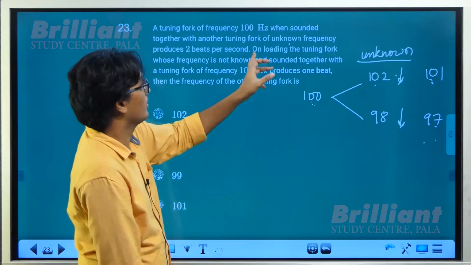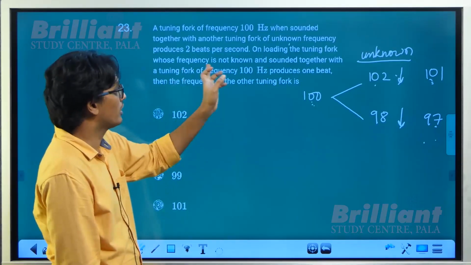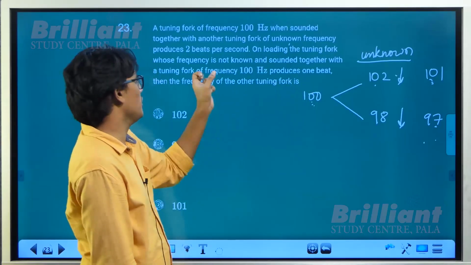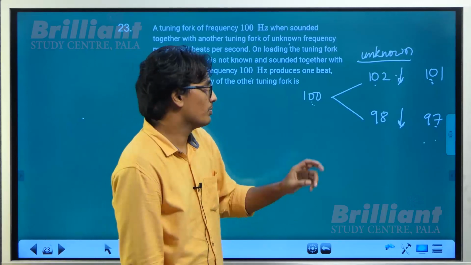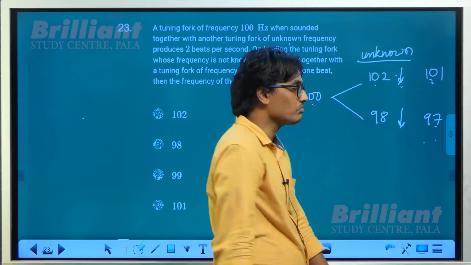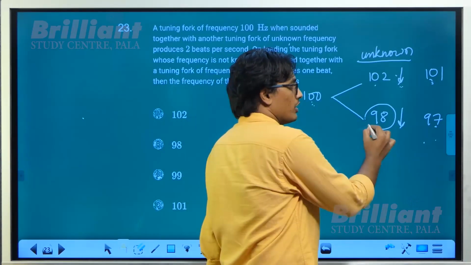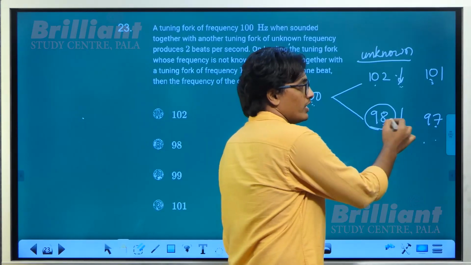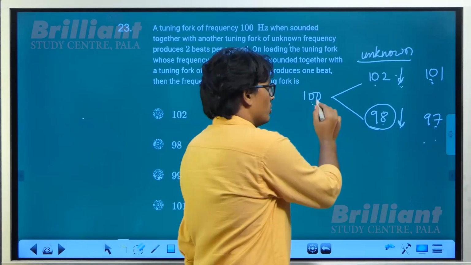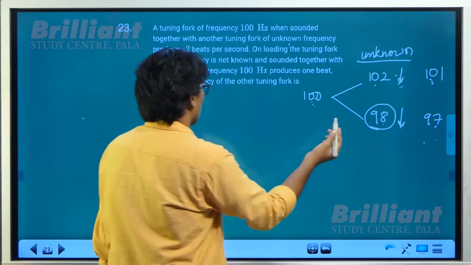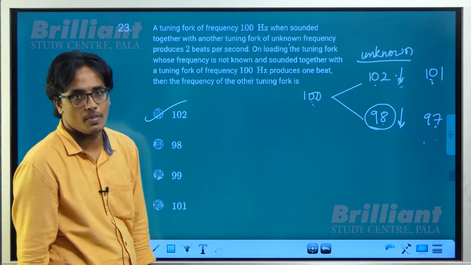So let's see what's happening. After loading the tuning fork whose frequency is not known, and sounding it again with the 100 Hz, it produces 1 beat. So it must be this case. If you assume the unknown frequency is 98, then after loading it becomes 97 and the beat frequency becomes 3. So it must be the other case. So the unknown frequency is 102.